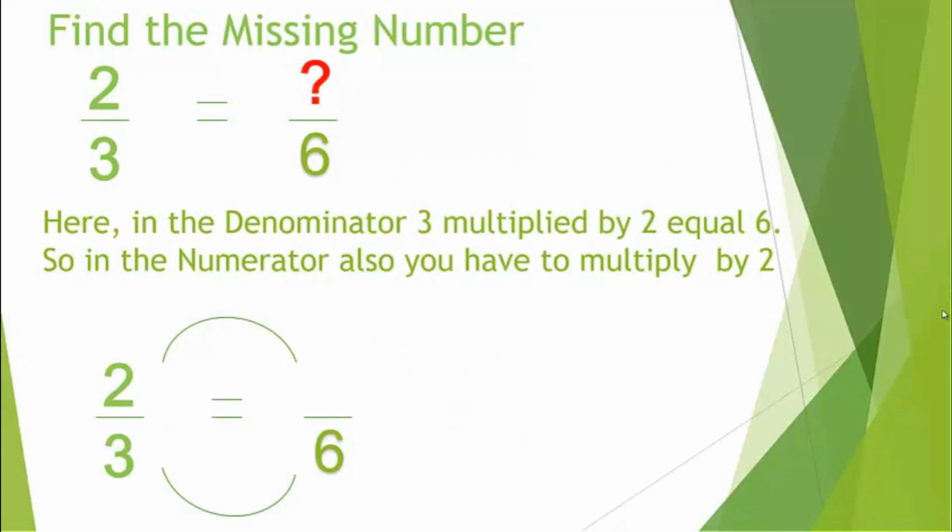Find the missing number in a pair of equivalent fractions. Here 2 by 3 equals which number by 6? We know denominator 3 multiplied by 2 is equal to 6. So, in the numerator also we have to multiply by 2. 2 by 3, when we multiply by 2 in the numerator and denominator, we get 4 by 6. 2 by 3 and 4 by 6 are equivalent fractions.